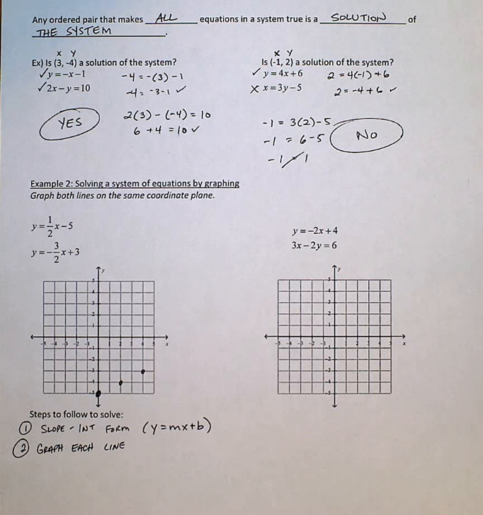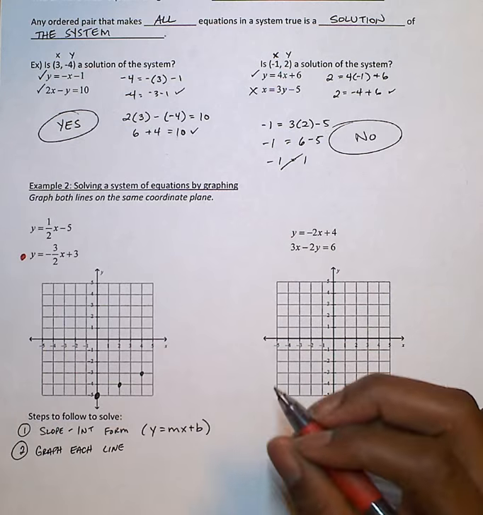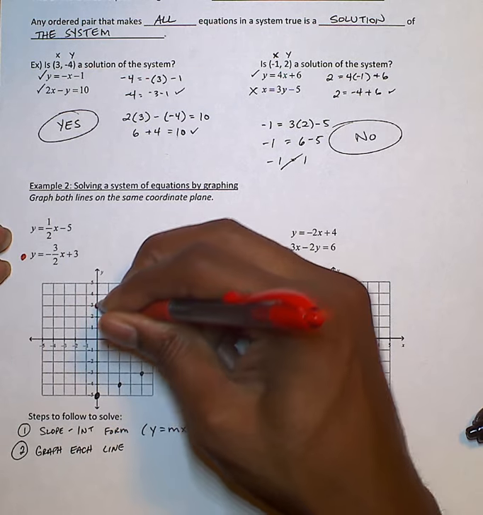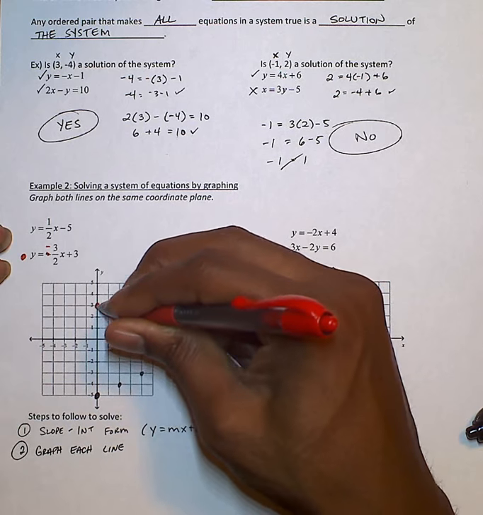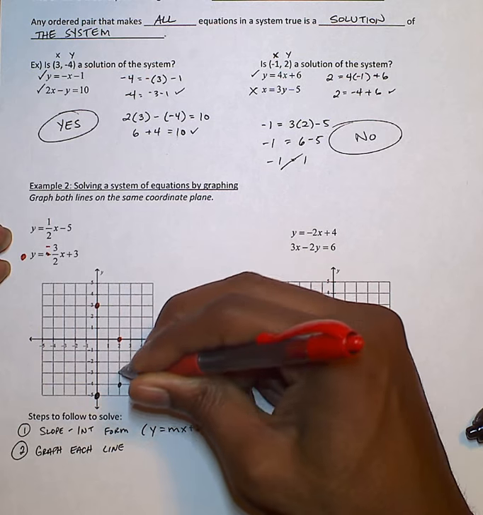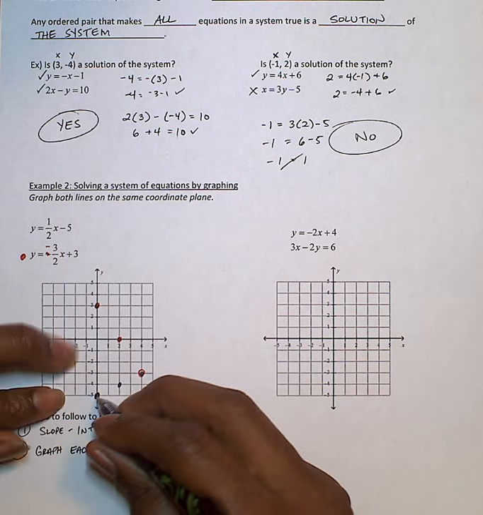I will use, hopefully, a different color marker to do the other one. Nope, I don't have a different color marker. Oh, yes I do. Look at that. So, my second line, I have negative 3/2 x plus 3. Plus 3 is my y-intercept. Negative 3/2, I'm going to make sure I move this negative to the top. So I go down 1, 2, 3, run 2. Okay, and so I see where they intersect, but I'm going to draw my lines.